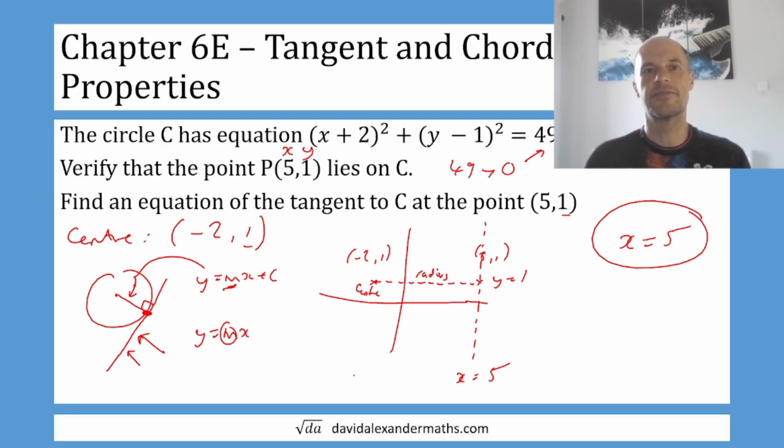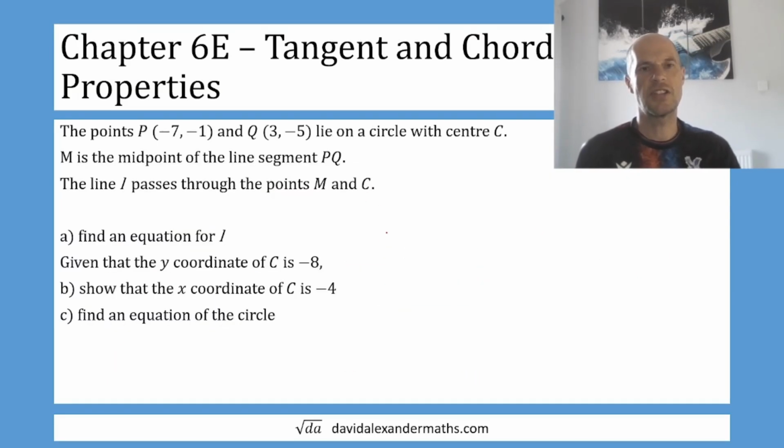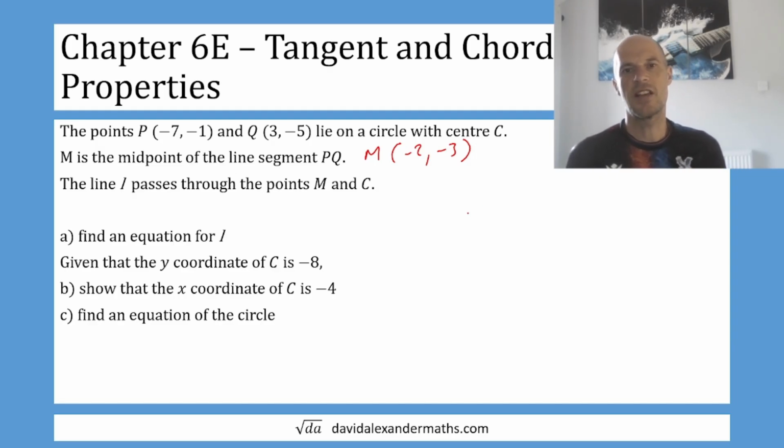Okay, so here's a slightly more challenging example. Now the question talks about the midpoint of the line segment PQ, so probably a good idea to work out what M is. So -7 plus 3, halved, is -2, and the midpoint of -1 and -5 is of course -3. Now we've been told that the line passes through the points M and C. Now we don't know what C is, so it almost looks like there's not enough information to go on. However, we need to draw on a little bit of new knowledge, which is that the perpendicular bisector of a chord goes through the centre of the circle.